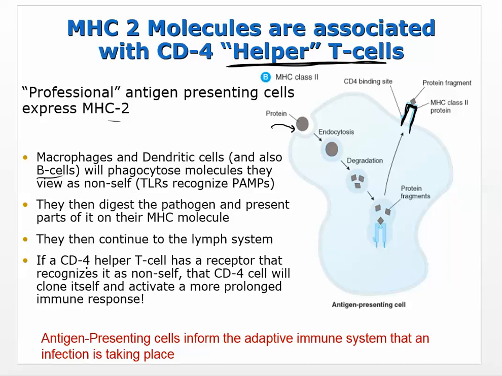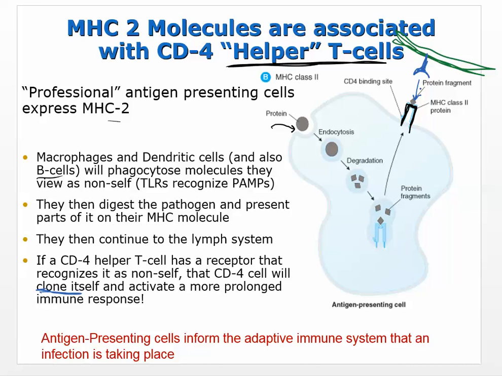And if there is a CD4 helper T cell that has a receptor, so we can draw one of those up here, if it has a receptor for this particular antigen, first of all, that means it's not self because it won't make a receptor against itself. But that means that it's non-self. And that particular T helper cell will release signals that will cause an increase in production. Specifically, what it will do is it will clone itself.